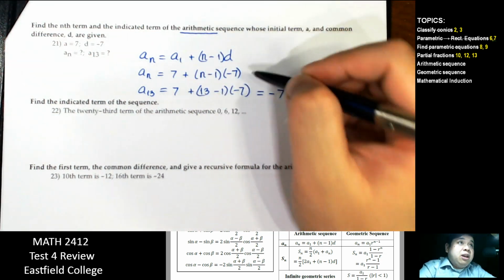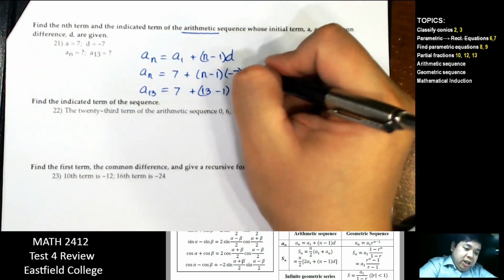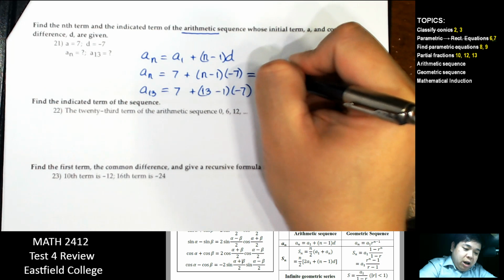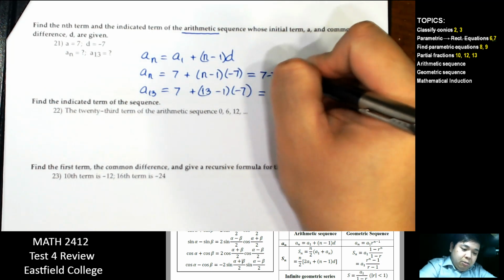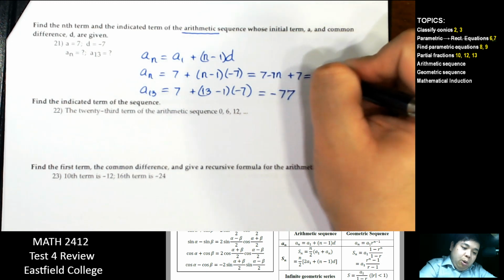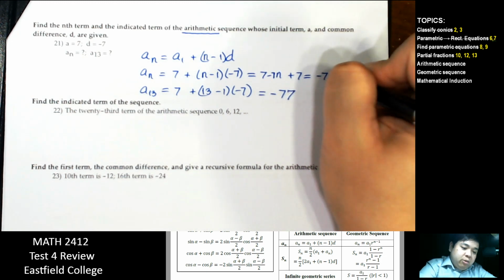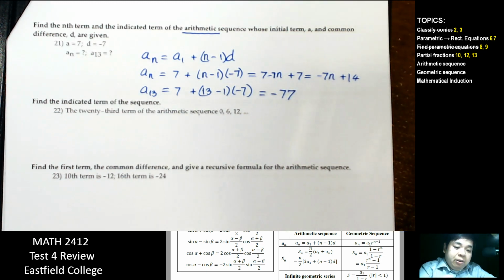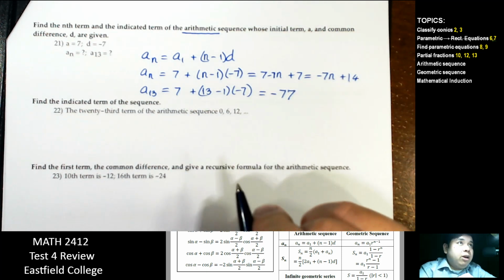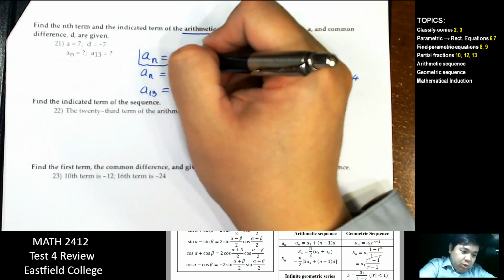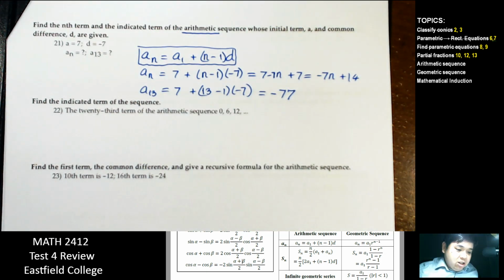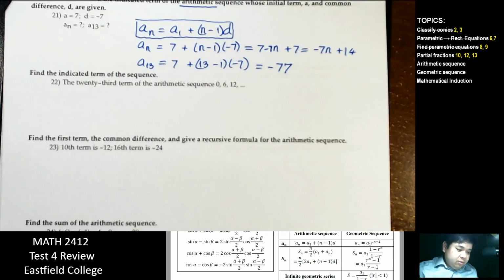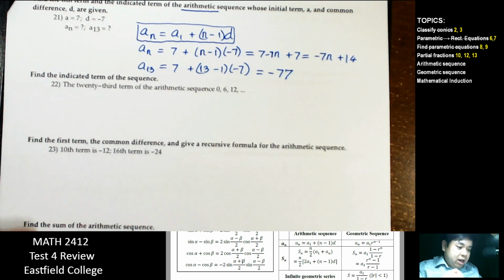We can just leave it like that. That's perfectly fine. If we want to, we can also multiply it out. Negative 7n plus 7 or negative 7n plus 14. That's perfectly fine. Right. So for arithmetic sequence, we have that formula, and you will have those formulas on the test as well. So don't worry too much about that.